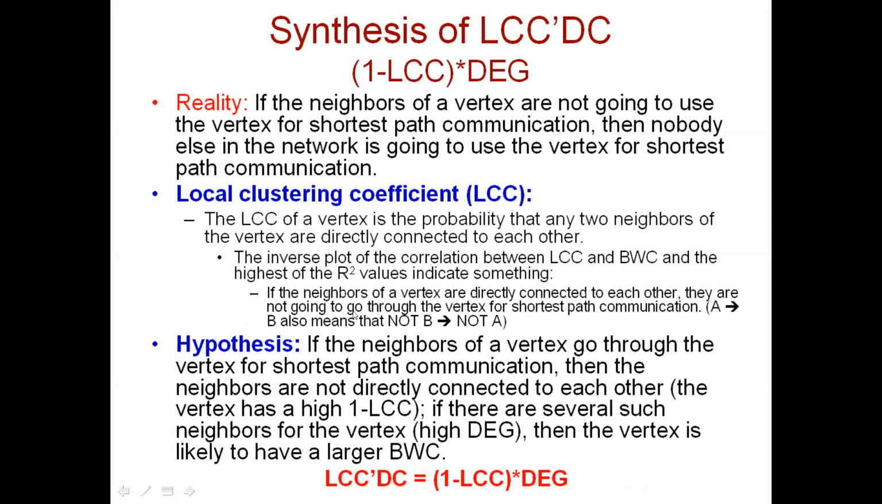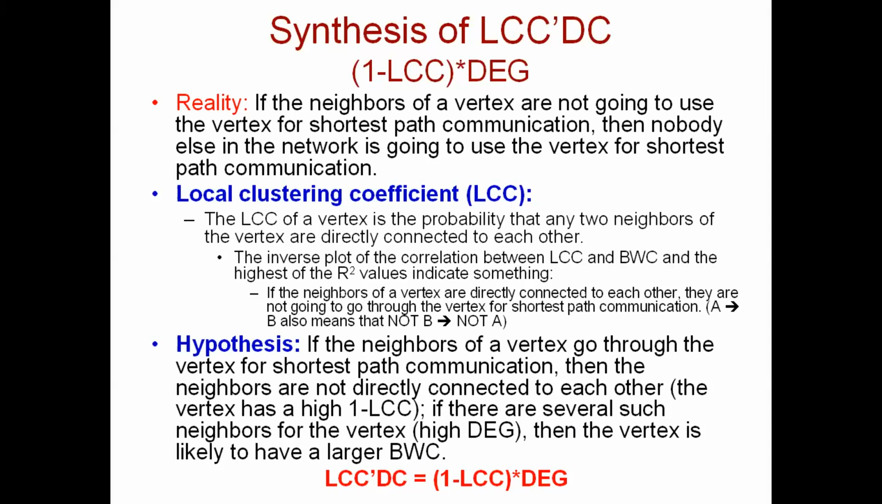So if A implies B, then not B implies not A. That means if the neighbors of a vertex are going to use the vertex for shortest path communication, they're not directly connected to each other, so they need to go through this vertex. That means that particular vertex should have a high 1 minus LCC. And if there are several such neighbors, which means the vertex has a high degree, then the vertex is likely to have a larger betweenness, because it has several neighbors and a majority of those neighbor pairs are not connected. They need to go through this vertex for shortest path communication, and such a vertex will have a high betweenness.